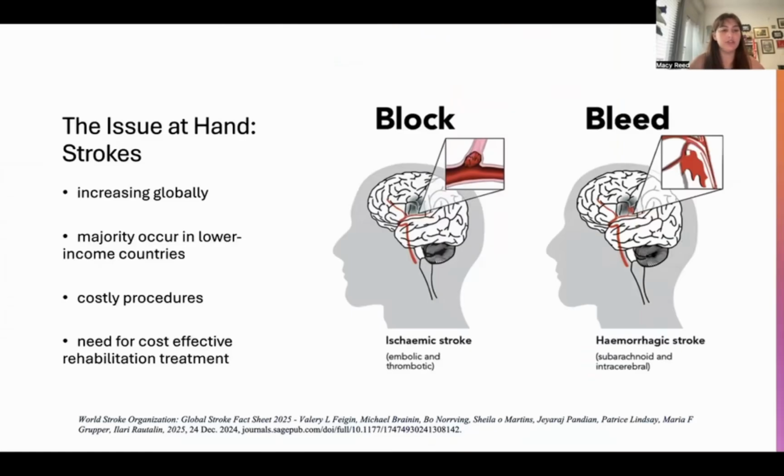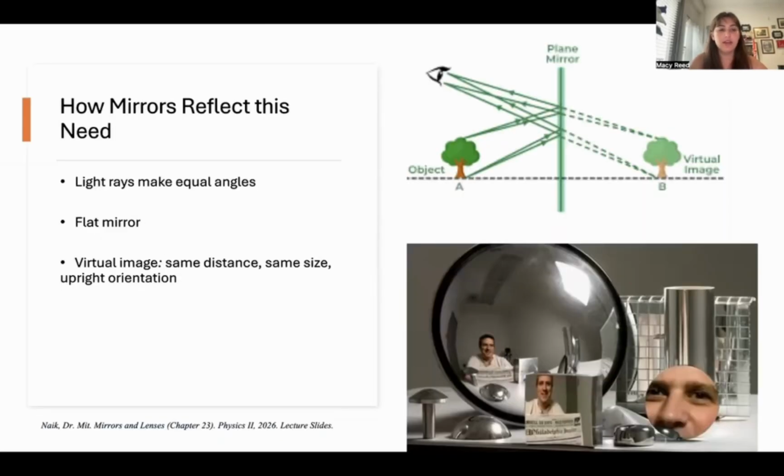Strokes have been increasing globally due to population aging and growth. It remains the second leading cause of death in the world, and the bulk of global stroke burden resides in lower income countries. The effects are often sudden physical, cognitive, and emotional changes. Given where a bulk of strokes occur, surgical treatment can cause great debt to accumulate, therefore, there is a need for cost effective rehabilitation treatment. Mirrors solve this as they are a one-time purchase and very affordable. But how do they work?